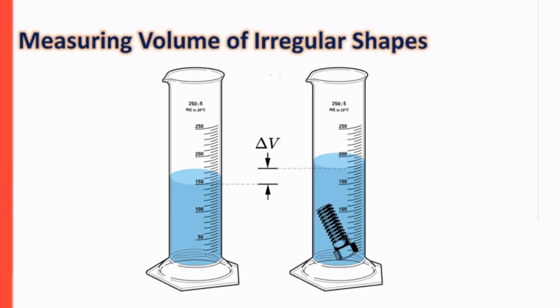In this image, we can see that the difference between the initial and final levels of water is 30 cubic centimeters. This difference represents the volume of the object.